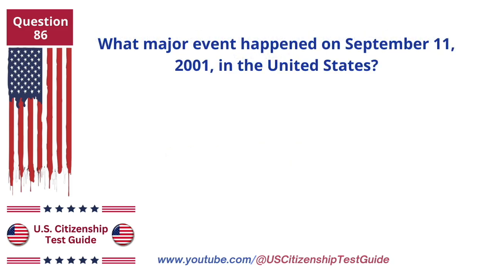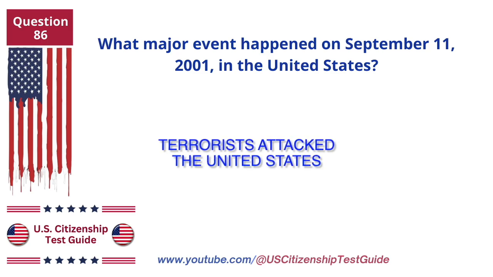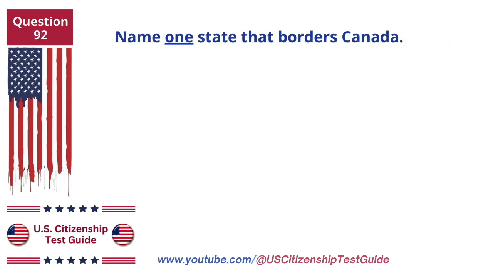What major event happened on September 11, 2001 in the United States? Terrorists attacked the United States. Name one state that borders Canada. New York.